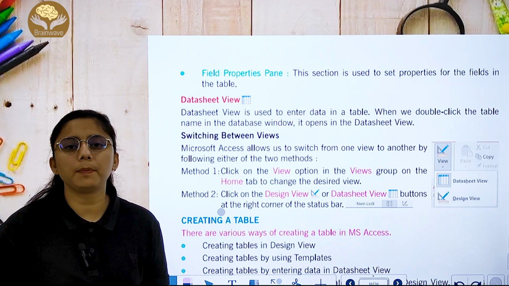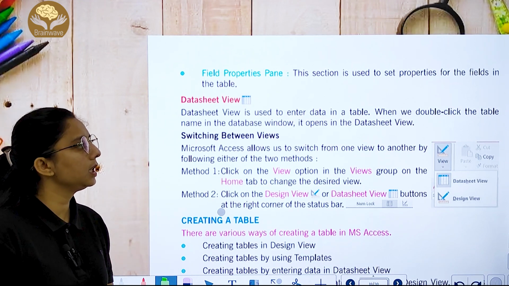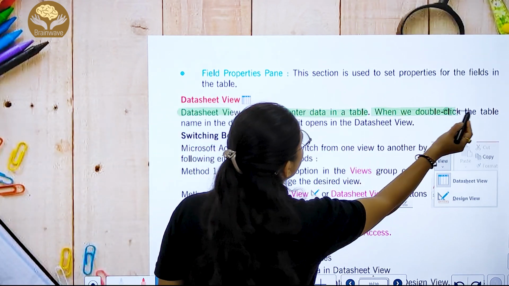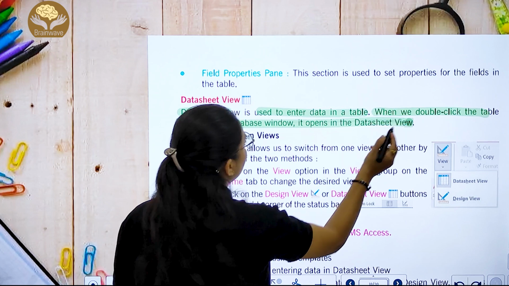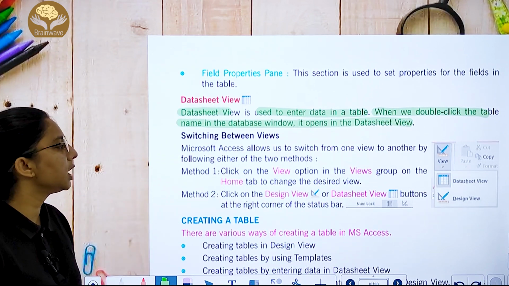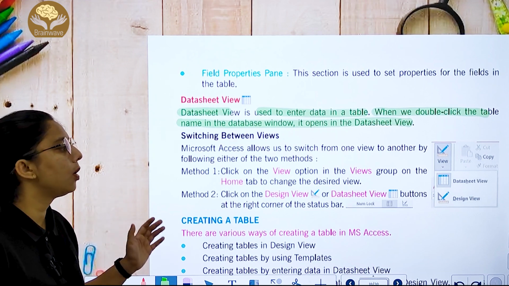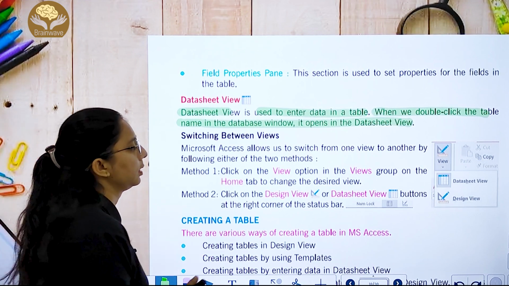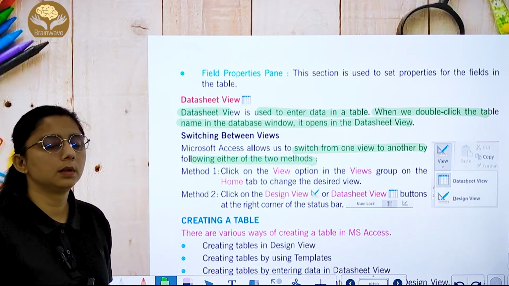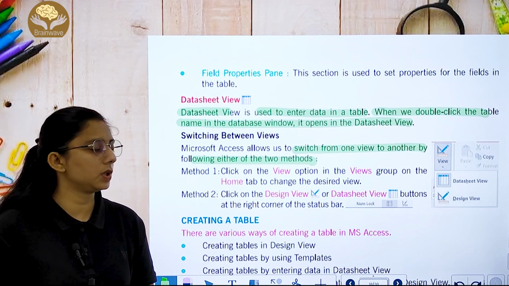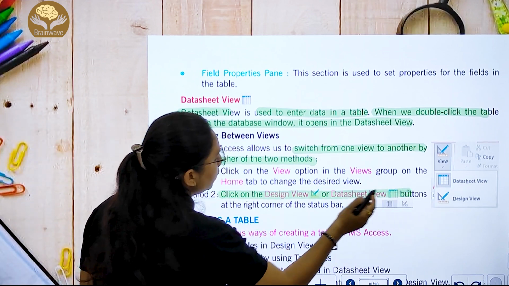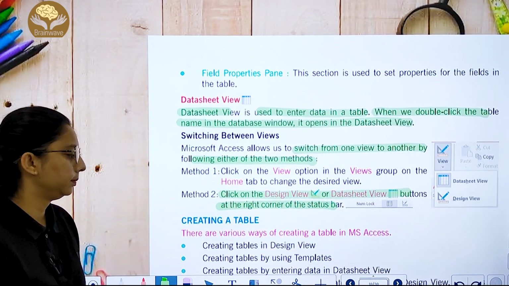Then we have the field properties pane. This section is used to set properties for the fields in the table. Datasheet view is used to enter data in a table. When we double click the table name in the database view, ये datasheet view को open करता है. Switching between views: Microsoft Access allows us to switch from one view to another. हम एक view से दूसरे view पे switch कर सकते हैं by following either of two methods. First method is to click on the view option in the view group on the home tab to change the view. Second, click on the design view or datasheet view button at the right corner of the status bar.